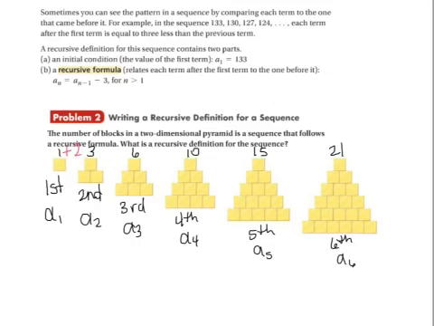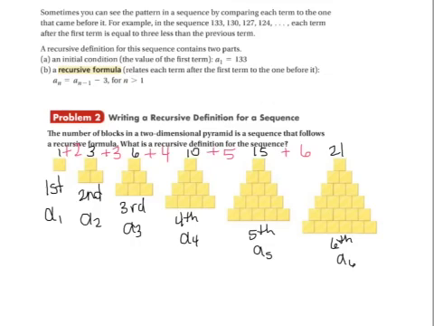Then from our second term to our third term, from 3 to 6, we're adding 3. From 6 to 10, we're adding 4. From 10 to 15, we're adding 5. And from 15 to 21, we are adding 6.